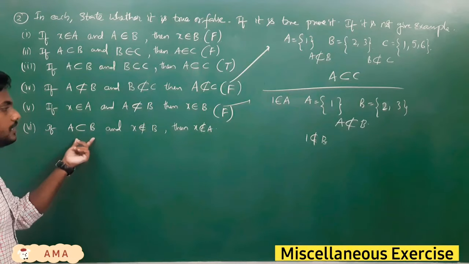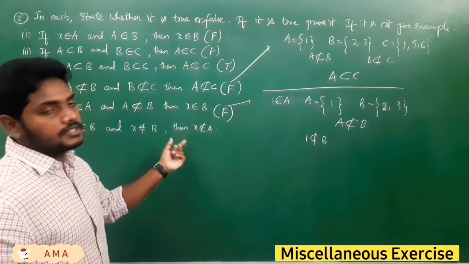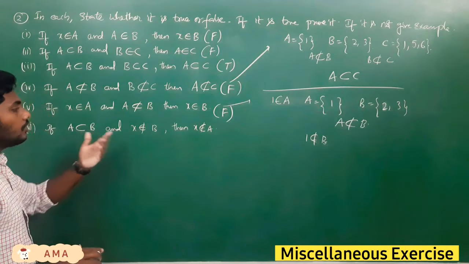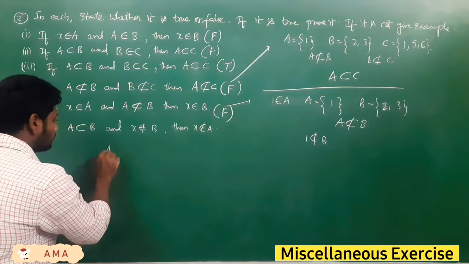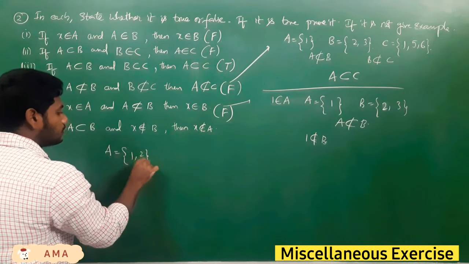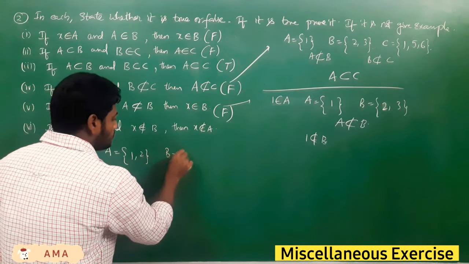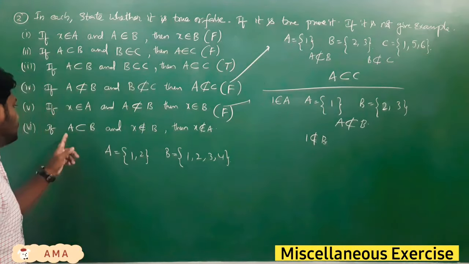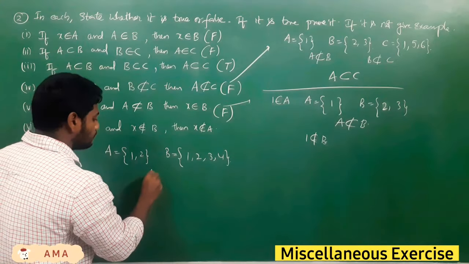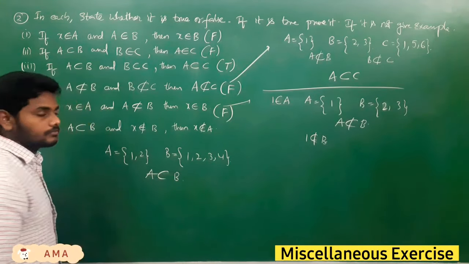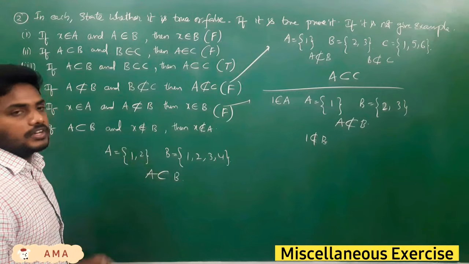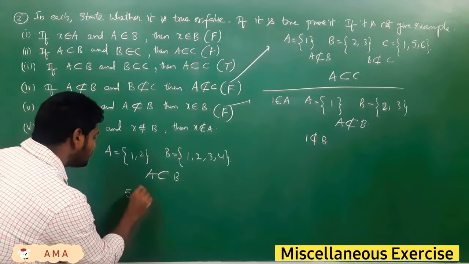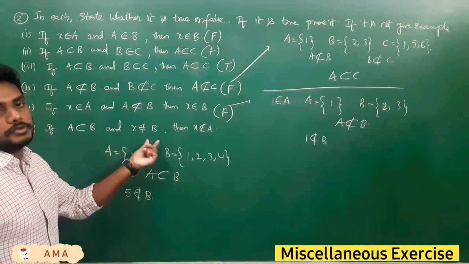If A is a subset of B and x does not belong to B, then x does not belong to A. True or false? You tell me. For example, A equal to {1, 2}, B is equal to {1, 2, 3, 4}. Here A is a subset of B, right or not? A is a subset of B and x does not belong to B. You consider any element which does not belong to B. I will consider phi does not belong to B.